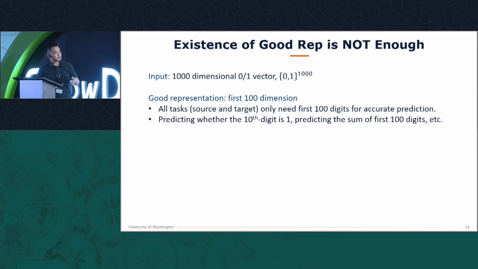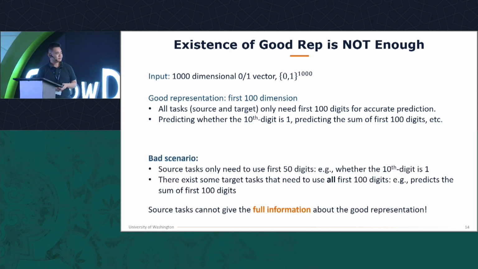The task can be predicting whether the 10th digit is 1, or predicting the sum of the first 100 digits. So let's consider this bad scenario. Although they all share the good representation of the first 100 digits, the source tasks only need to use the first 50 digits, for example, predicting whether the 10th digit is 1 or not. And there exist some target tasks that need to use all the first 100 digits, for example, predicting the sum of the first 100 digits.